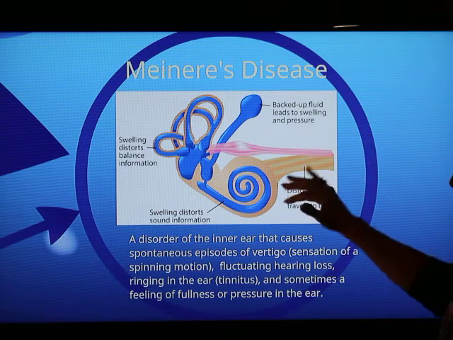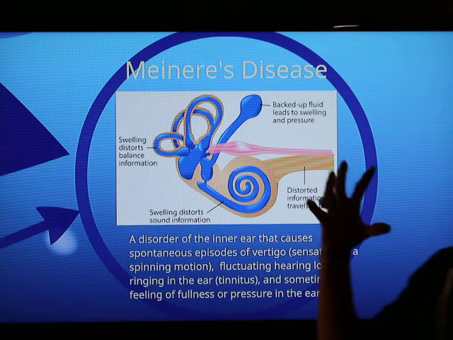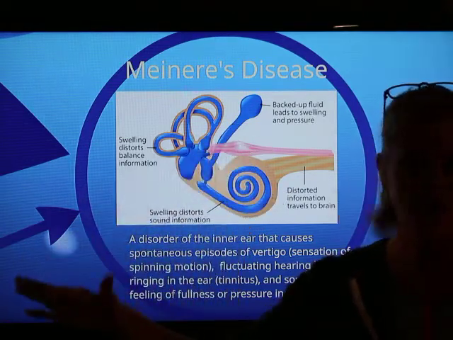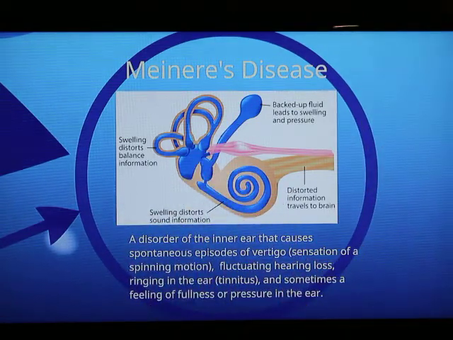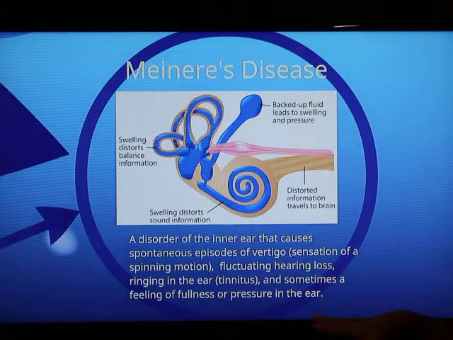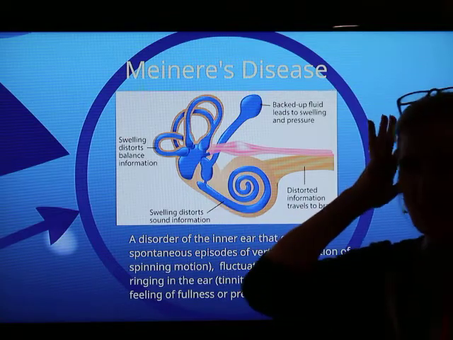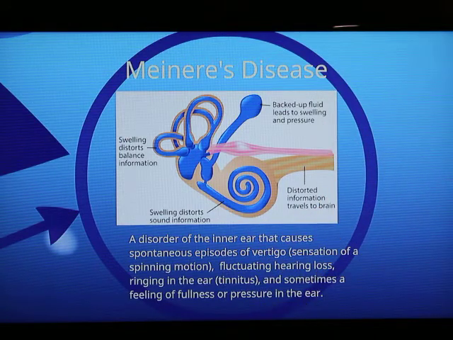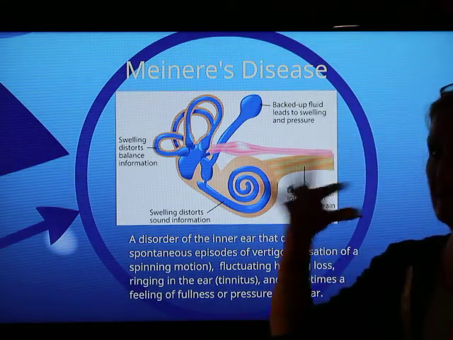So what happens in patients who have Meniere's disease, they start getting vertigo, like a sense of falling, or a sense of dizziness, a sense that they don't know their space in the world, like this spinning motion. They get fluctuating hearing loss. It's kind of like when you're underwater, you can't hear as well. It sort of feels like that for somebody with Meniere's disease. They get ringing in the ear, this tinnitus, like zzz, really annoying.